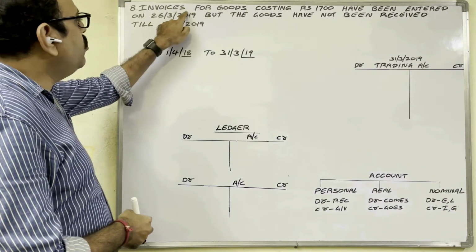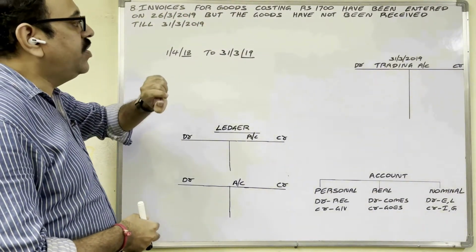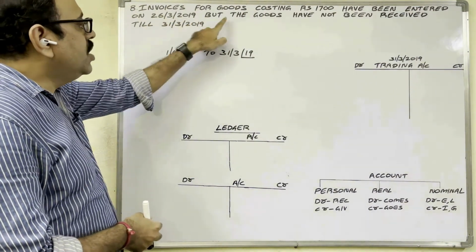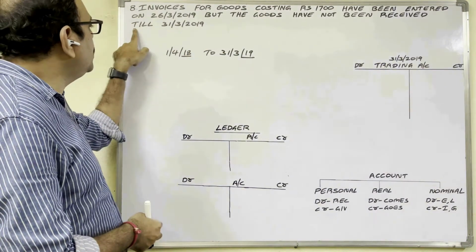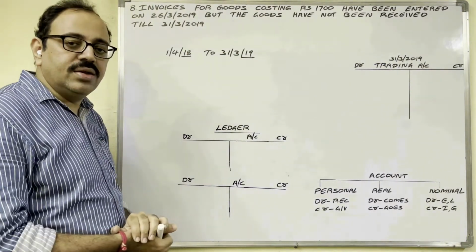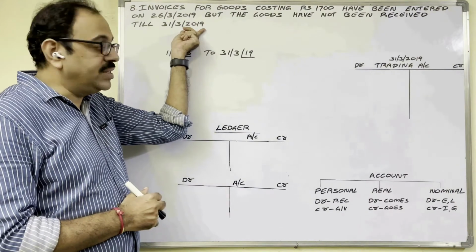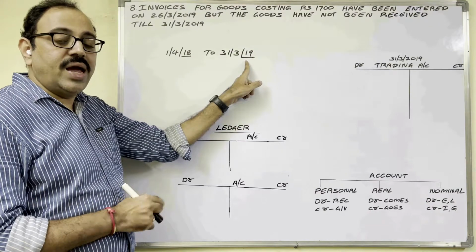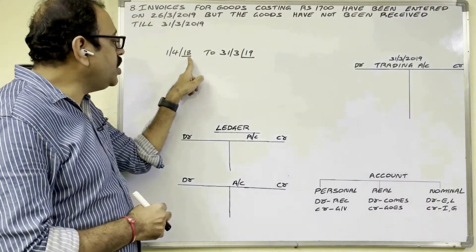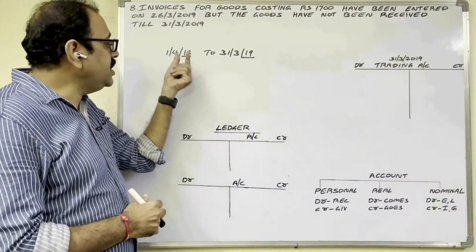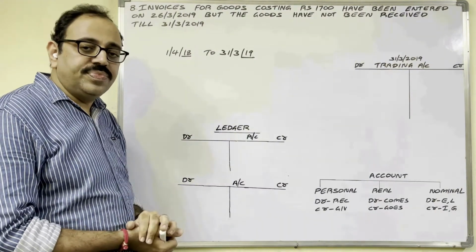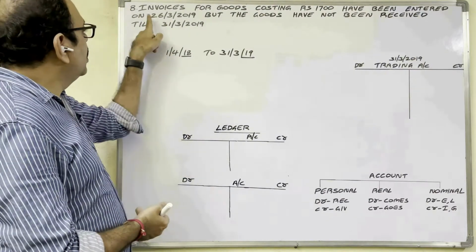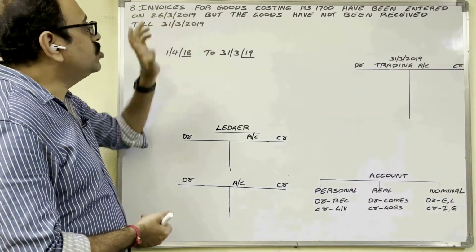Eighth point, invoices for goods costing 1700 have been entered on 26th March 2019, but the goods have not been received till 31st March 2019. By seeing this date, we should understand that current year last date is 31st March 2019 and starting date is 1st April 2018. Current year is 2018-19. During this year, firm purchased 1700 worth of goods. When? On 26th March 2019.